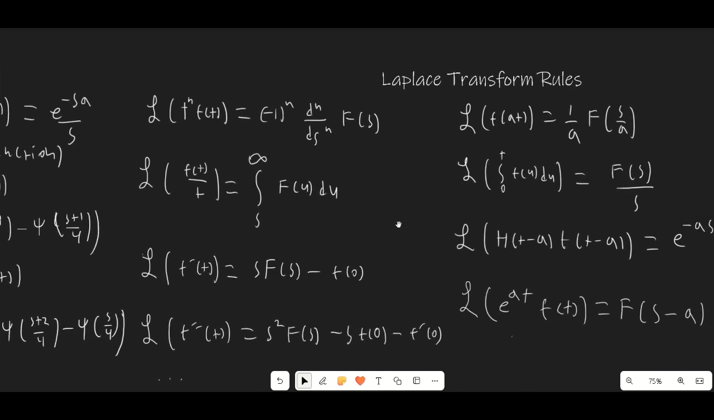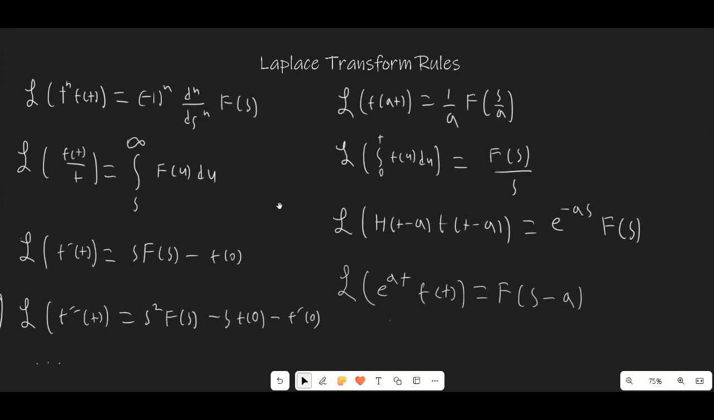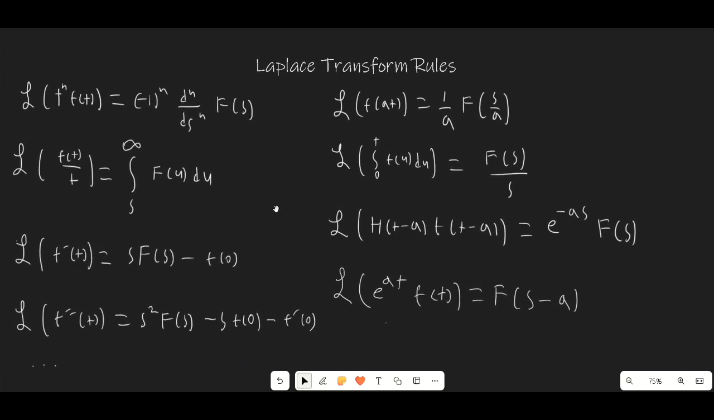Also, much more importantly, right here is the table of Laplace transform rules, and these are very, very useful in a variety of cases. So, if we multiply a function by t to the n, and then we take the Laplace transform, it's the same as taking the Laplace transform of the original function and multiplying by negative 1 to the n, and taking the derivative with respect to s n times. So notice that multiplying by t becomes differentiating with respect to s. Similarly, dividing by t becomes integrating with respect to s.